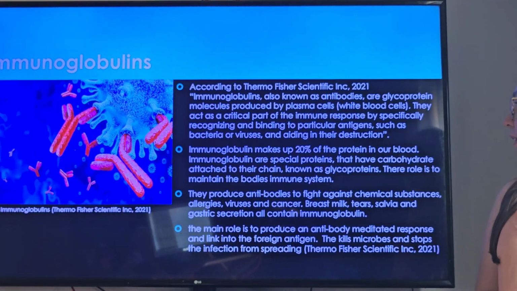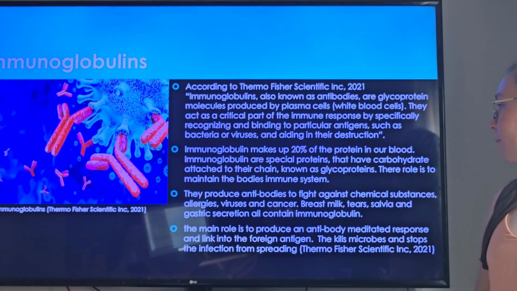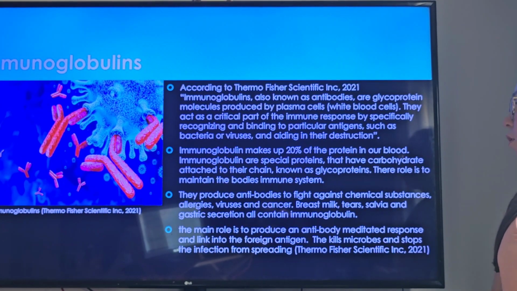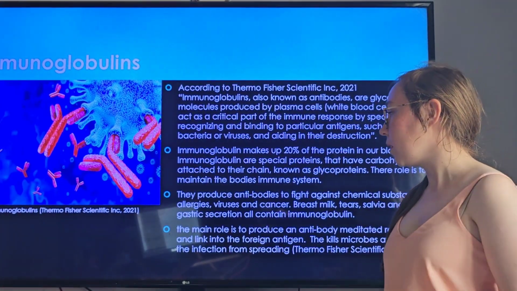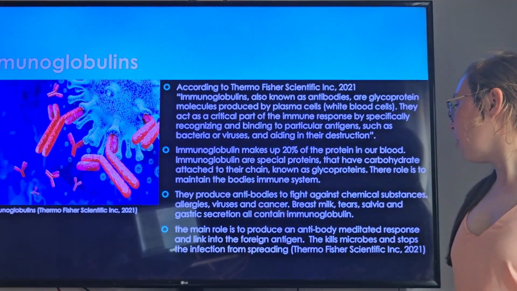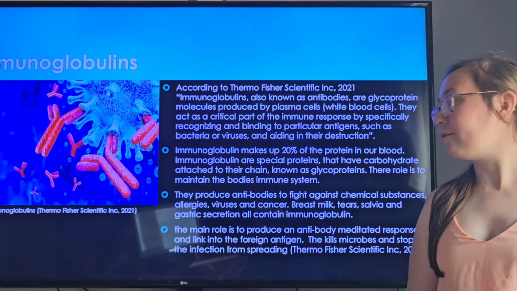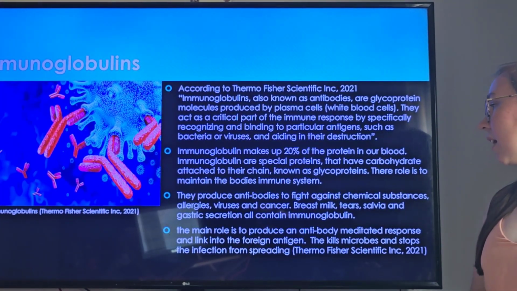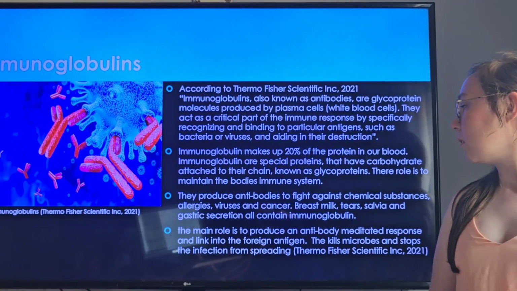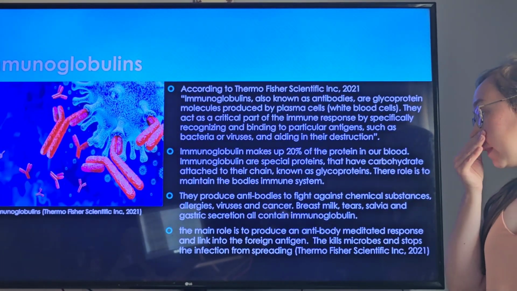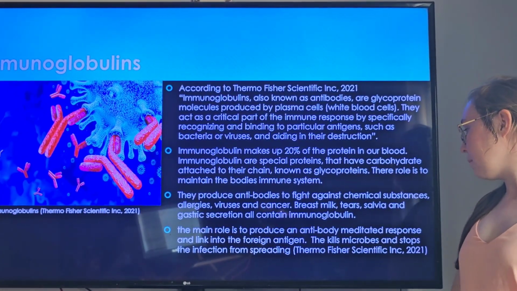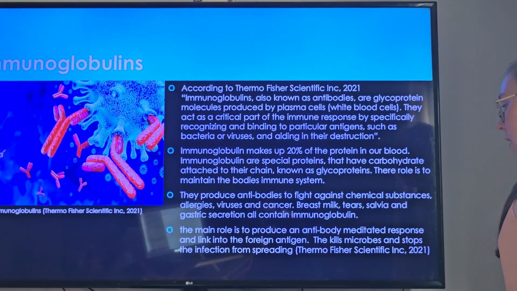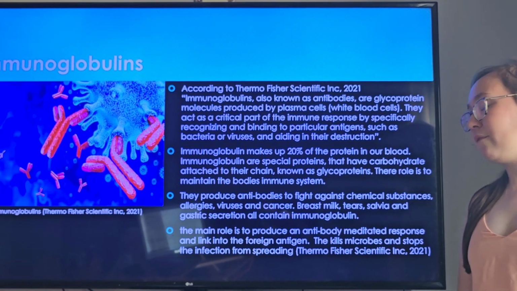They are special proteins that have carbohydrates attached to their chains, known as glycoproteins. Their role is to maintain the body's immune system. They produce antibodies to fight against chemical substances, allergies, viruses and cancer. Breast milk, tears, saliva and gastric secretion all contain them. The main role is to produce an antibody-mediated response and link the foreign antigens. This kills microbes and stops the infection from spreading.